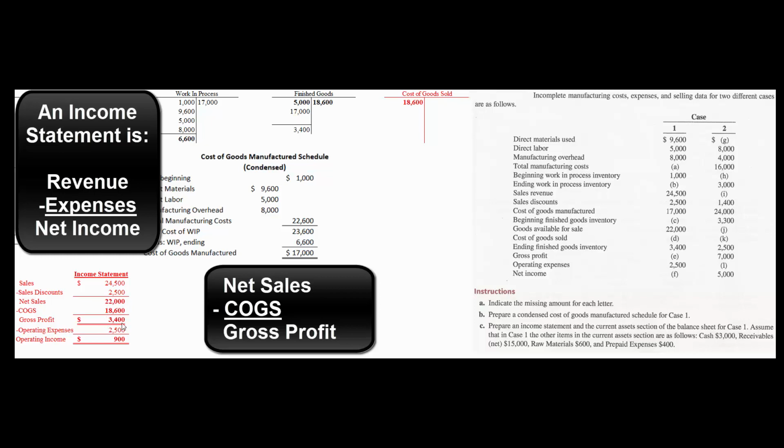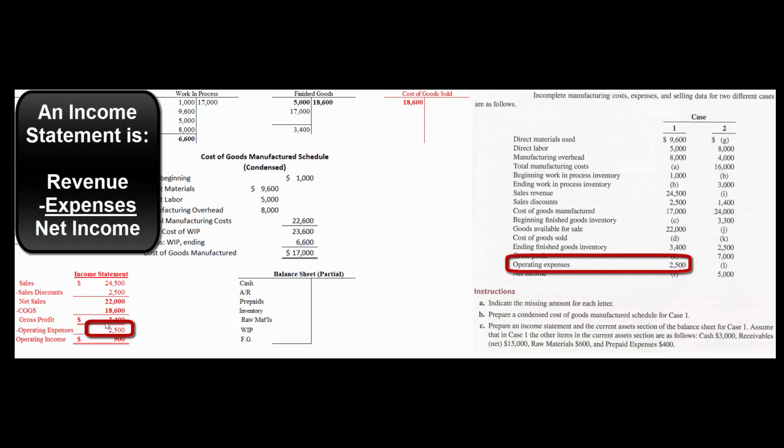How much do we mark our stuff up? Because the whole point of being in the manufacturing business is to make something for X dollars and sell it for more than X dollars. Well, that's that more than X dollars. $3,400. It tells us operating expenses were $2,500. Operating expenses are things like rent on the corporate offices, sales commissions, things like that. So revenue minus expenses gives us operating income of $900.